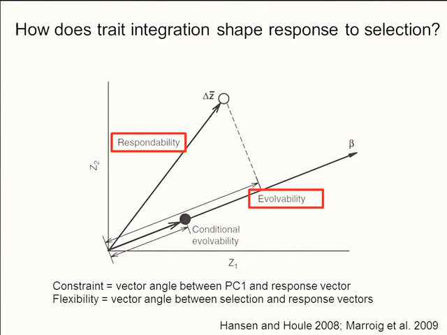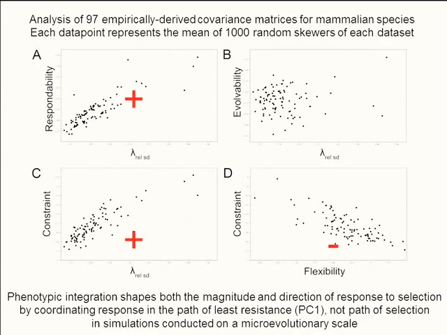We look at constraint, which is the angle between the response vector and PC1 of your covariance matrix. So that, I would call that your path of least resistance. It's the vector that has the maximum variation in your real data set. And how closely the response vector fits to PC1 is a measure of constraint. On the other side, we have flexibility, which is how similar that response vector is to your selection vector.